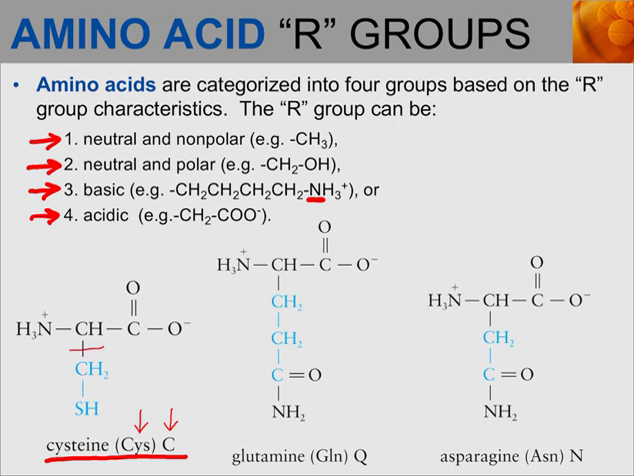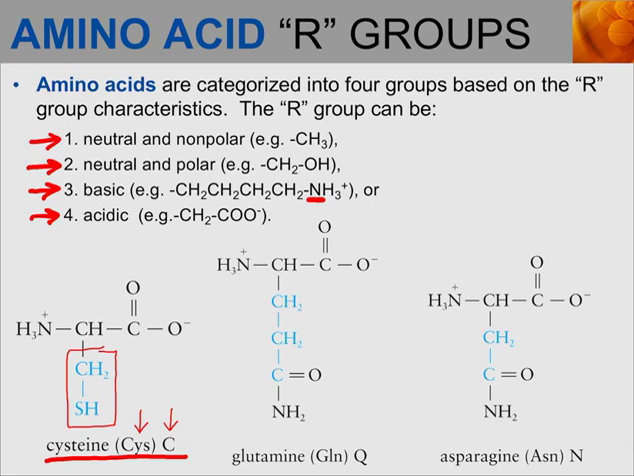If we look at the R group here, which is highlighted in blue, we have CH2 and then SH. Sulfur is a fairly polar atom, so this would likely go under category 2, neutral and polar.